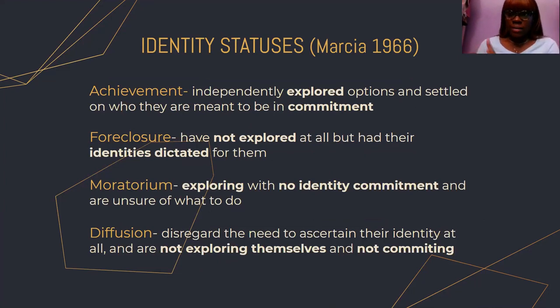The four different identity statuses that we chose to explore in this project were achievement, foreclosure, moratorium, and diffusion. Achievement is independently explored options and settled on who they are meant to be in commitment. Foreclosure, they have not explored all, but had their identities handed out for them, dictated for them. Moratorium is exploring with no identity commitment and being unsure of what to do, so they're in the lost. Diffusion is disregarding the need to ascertain their identity at all, and not really exploring themselves and not even trying to commit to anything.